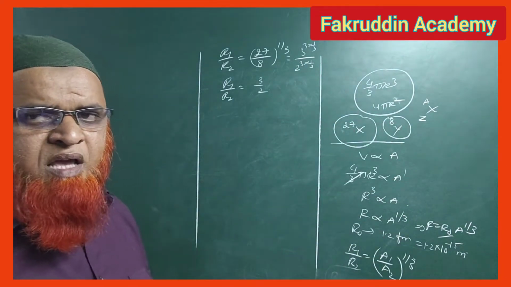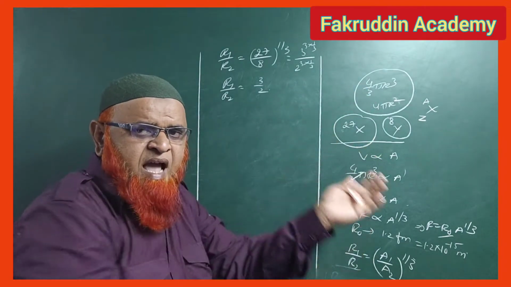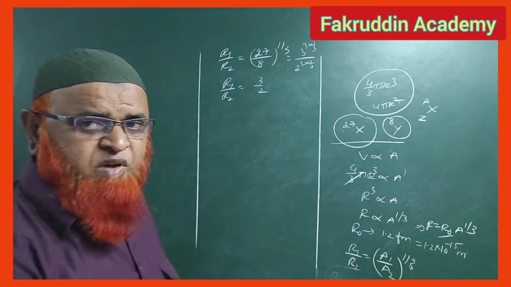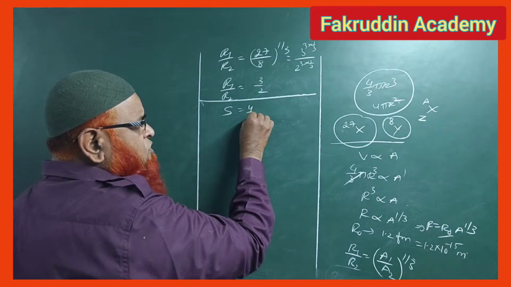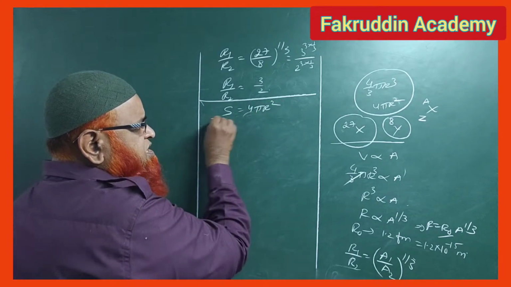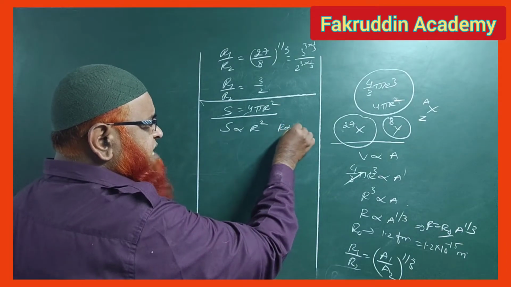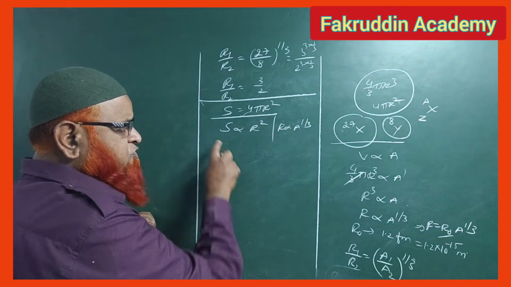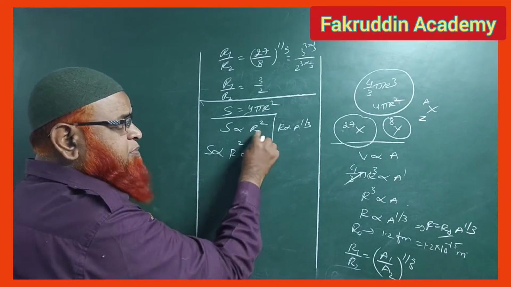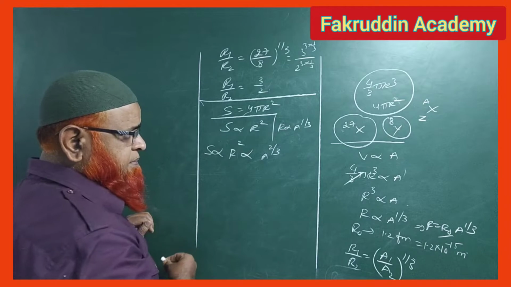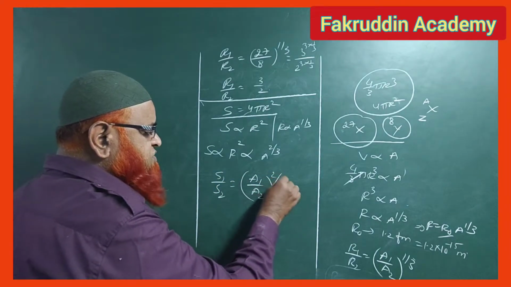A simple example. Now let us go for one more relation: what is the relation between surface area of an element and its radius? It's a very simple relation. You all know that surface area is equal to 4 pi r square. With this it is understood that surface area is directly proportional to r square. And we also know that r is directly proportional to A power of 1 by 3. So from these two relations we get surface area is directly proportional to r square, which is directly proportional to A power of 2 by 3. Therefore S1 by S2 is equal to A1 by A2 whole power of 2 by 3.